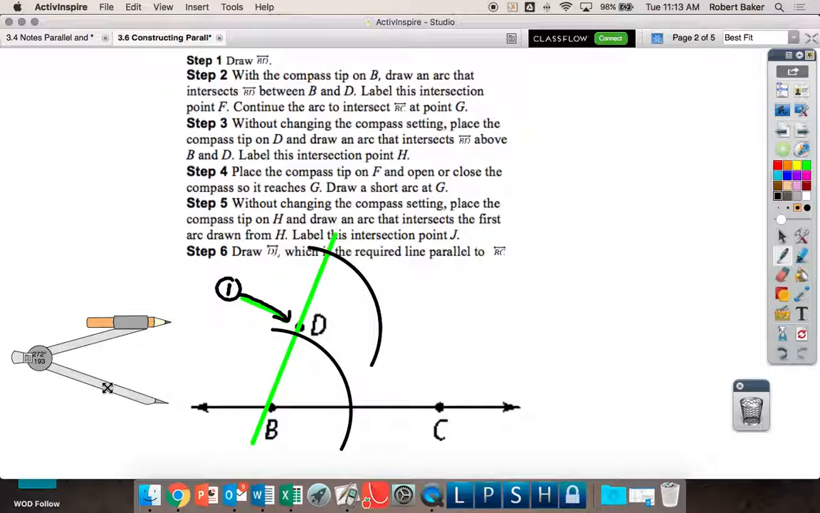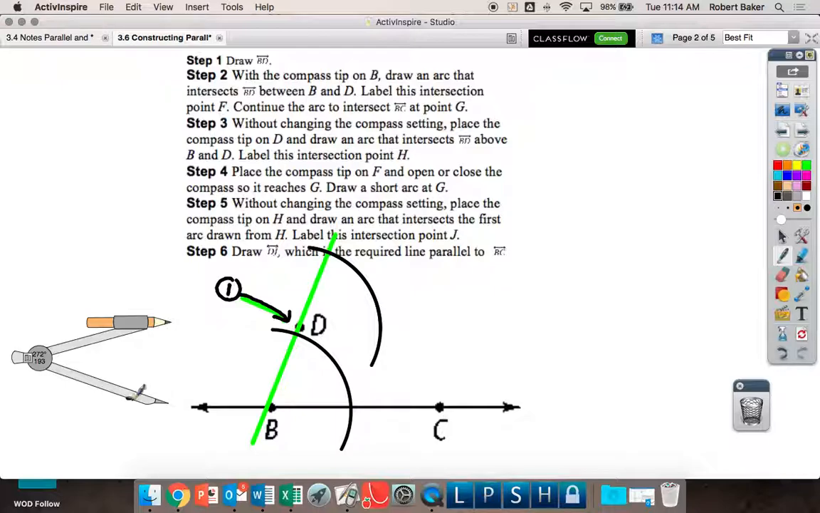All right, so at this point, we put our pivot point on D and swung an arc. Put our pivot point on B and swung the exact same arc. Okay, so step 2 and the final step. We're almost done. It's a 2-step construction. Let's go.